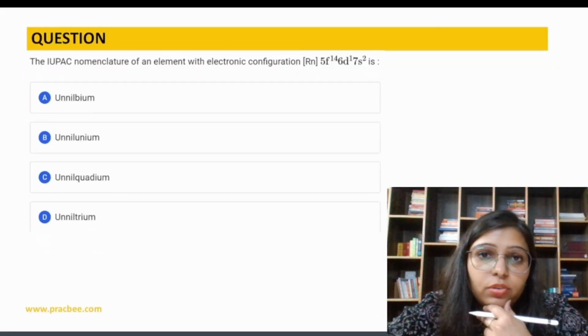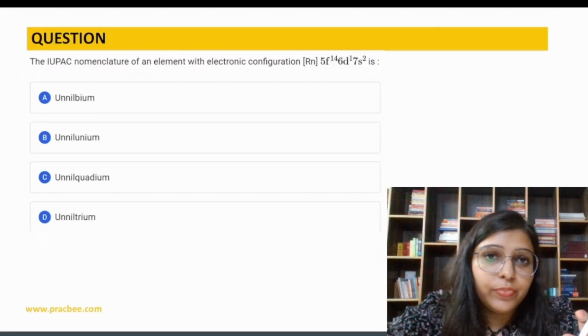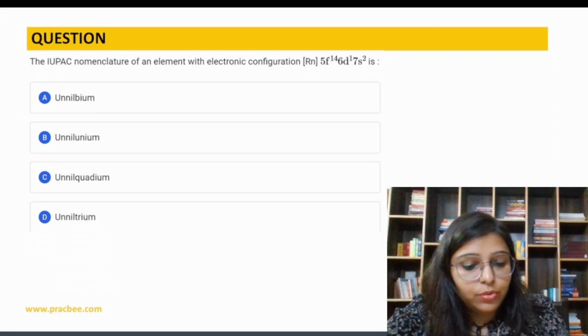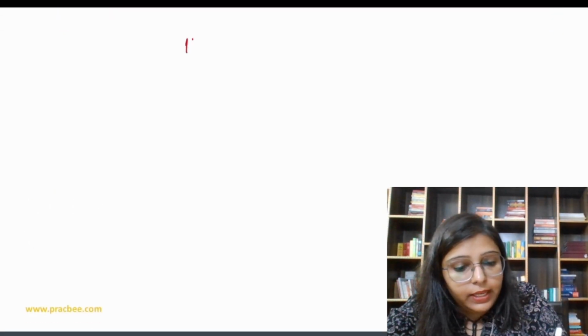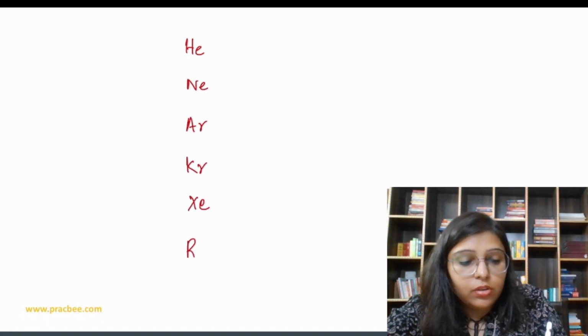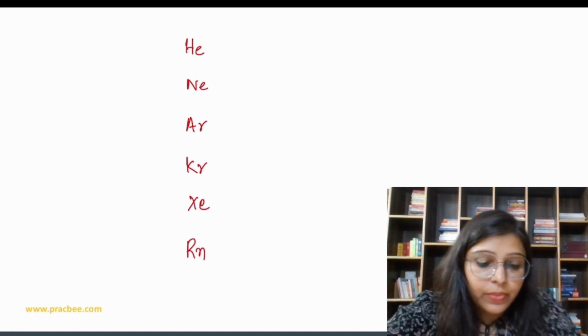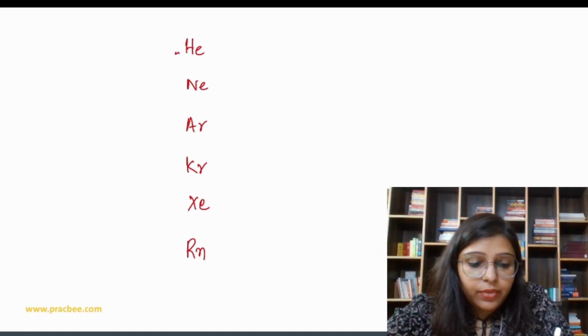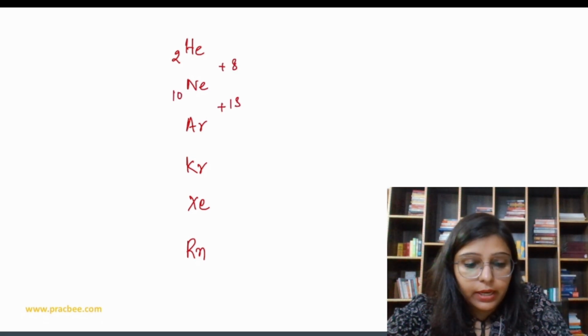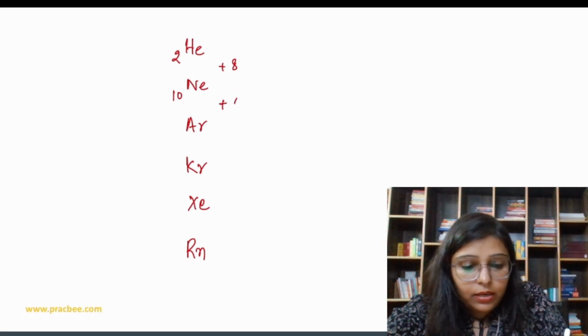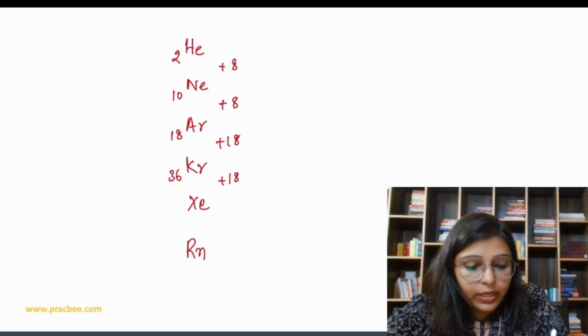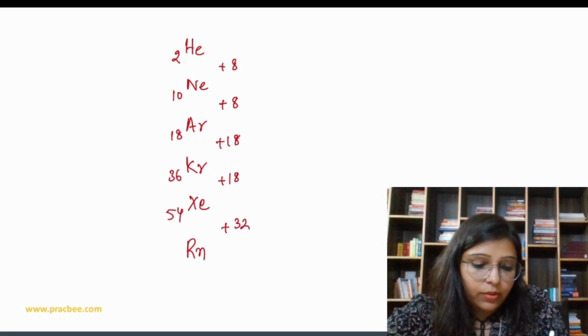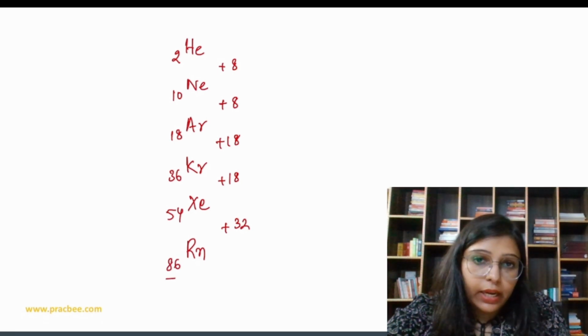The IUPAC nomenclature of an element with this electronic configuration. So see how to do this. Helium, neon, argon, krypton, xenon, radon. We have to take help from the noble gases. The atomic number of helium is 2, then add 8, so this is going to be 10, then 18, then again 8, so we get 36, then 18 we get 54, and then 32, then we get 86. So radon is 86.